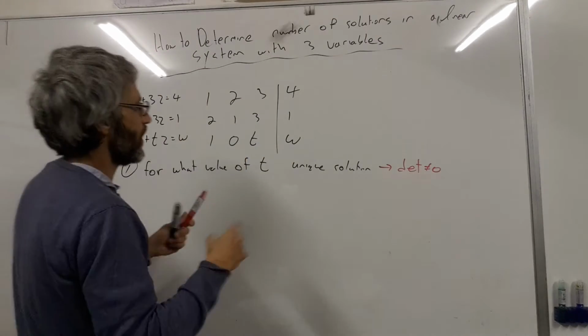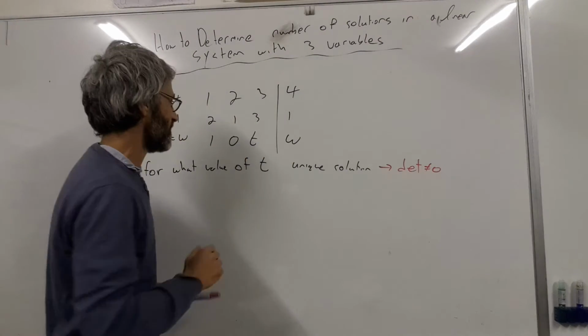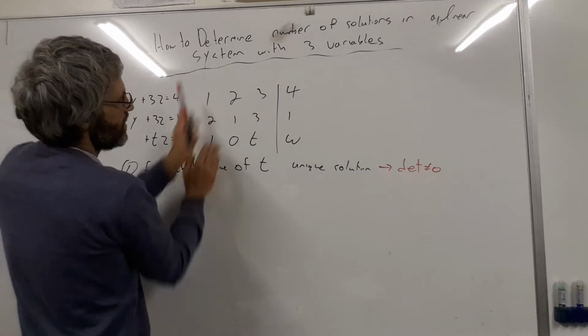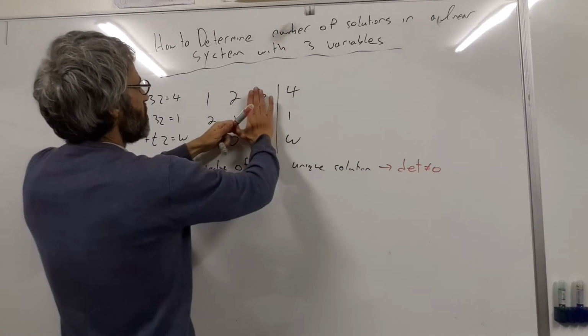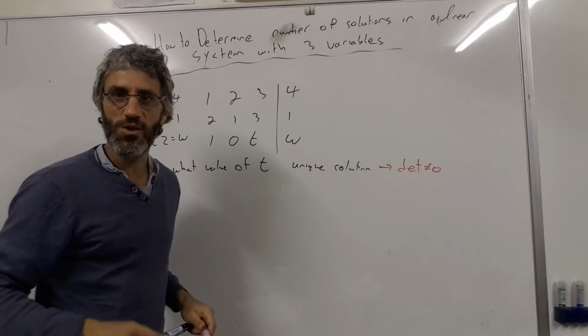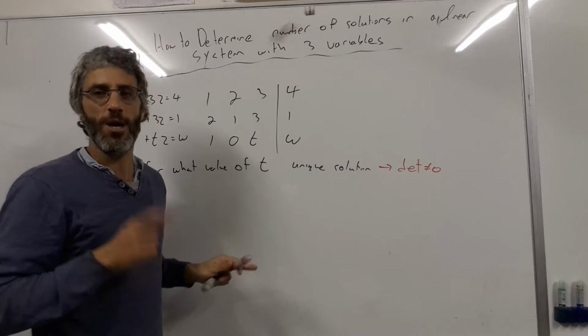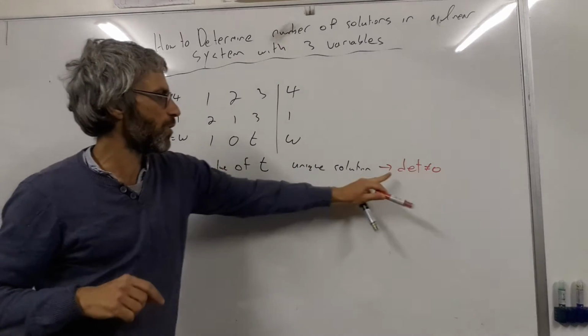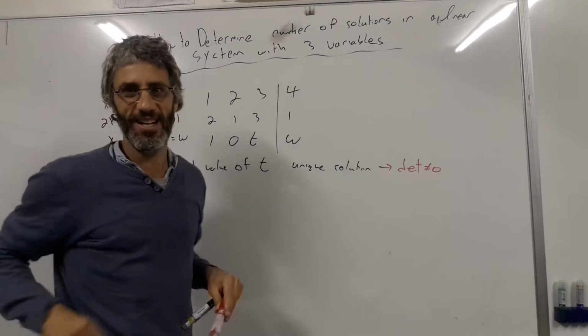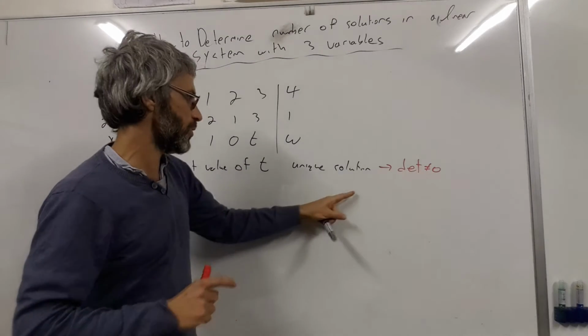We can do it quickly, but I'm not going to do it. You know how to do it. It's going to be 1 times the determinant of this, plus t times the determinant of this one, adding the cofactors, make it equal to 0. The values of t that give a determinant of 0 mean not a unique solution. Any other values of t will give you a unique solution.